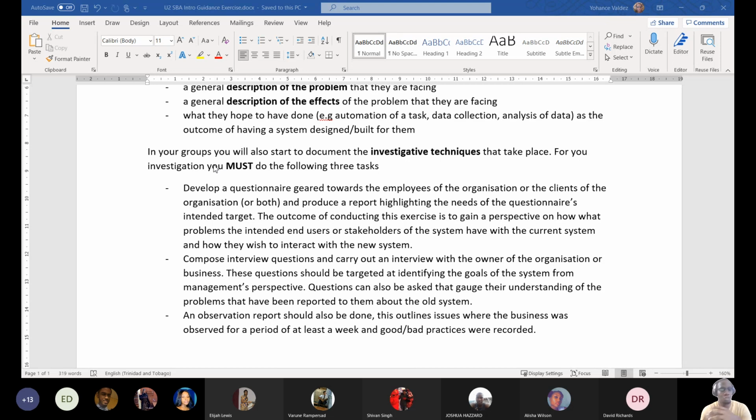So developing the questionnaire: we have about 10 to 12 questions, and we develop a questionnaire geared towards either the employees of the organization or the clients of the organization, or both, depending on your project. In this instance, the questionnaire has to be geared towards the clients, because the only employee is Mr. Charlo. If you were developing a system to record, let's say, Skybox delivery orders, you would do a questionnaire for both the customers and the employees, because you want to understand how the employees will interact with that system, and how the customers will also interact with that system.